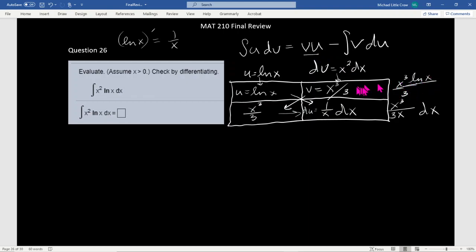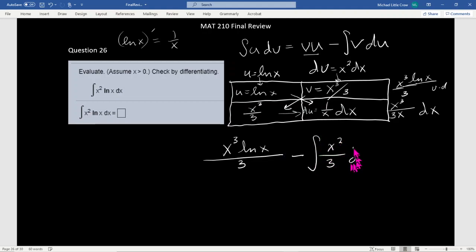vu is right here. So this is v times u, and this is our v du. So we get x to the third natural log of x over 3. Beautiful. And let's see, we got this minus v du, so that's this part here, and we're going to simplify it. So x to the third, these guys cancel, so we're going to have the integral of x squared over 3 dx.